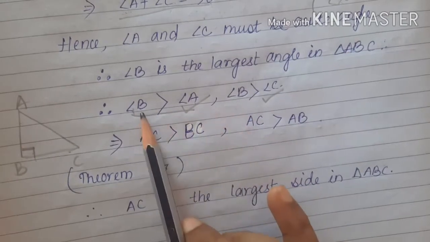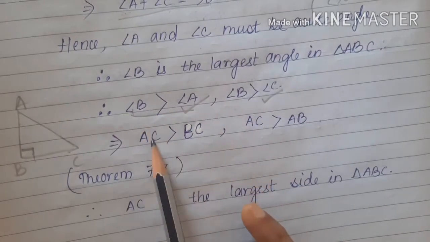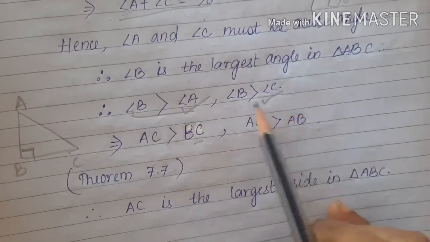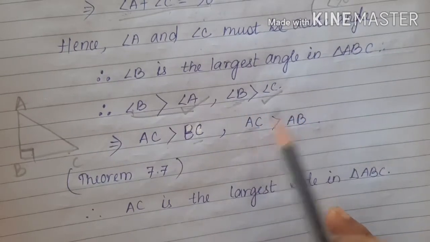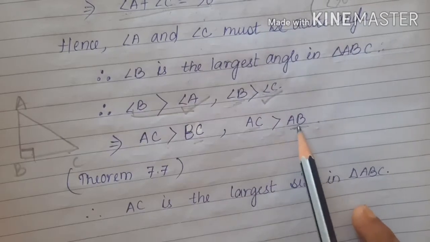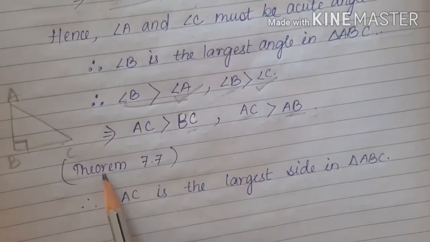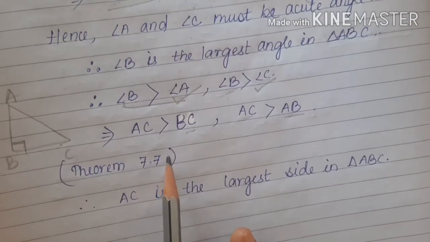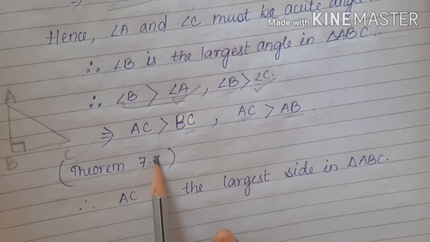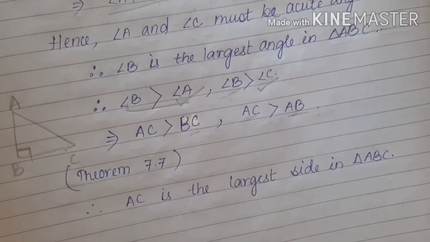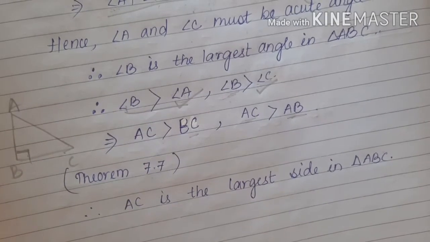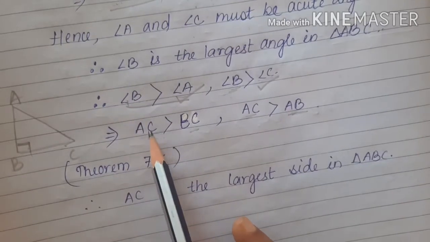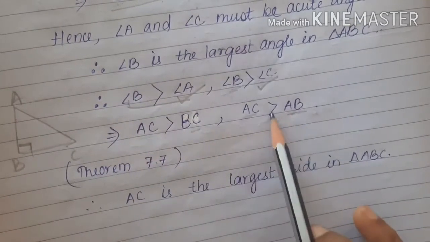That means the side opposite to angle B, that is AC, is greater than the side opposite to angle A, that is BC. Again here also, the side opposite to angle B will be AC and the side opposite to angle C will be AB. That means we can apply the converse of theorem 7.6. What is the converse of theorem 7.6? That is theorem 7.7. The statement was: the side opposite to the larger angle will be longer. So here also the side opposite to the larger angle, that is AC, is greater than BC. Similarly AC is greater than AB.